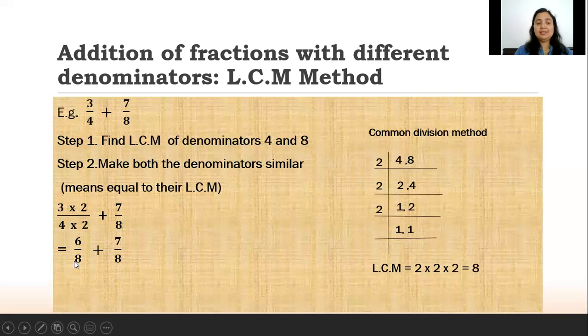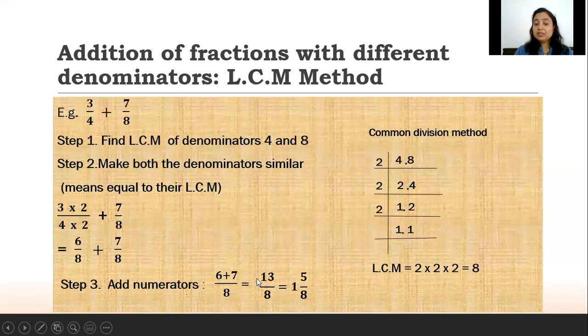Now look at this. Our step 2 was making the denominators similar. Now we got the denominators similar. What is the next step? The next step is to add the numerators, which means 6 plus 7. This 8 is here. What you'll get? 13 divided by 8.